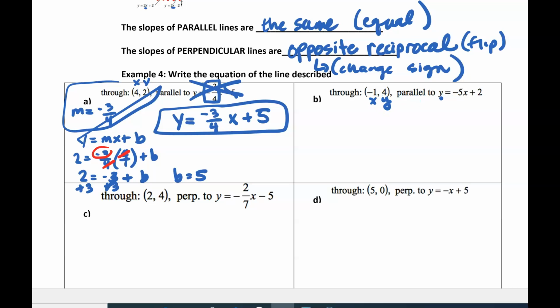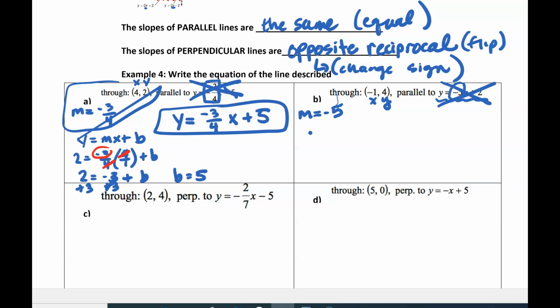If it's parallel to this line right here, let's look at the slope. The slope of this line is -5. So that means the slope of the line we're trying to find is also -5. So once I pull that slope from that line, I don't even need that line anymore. So I know that the slope is -5. I'm going to rewrite this since it's hard to see.